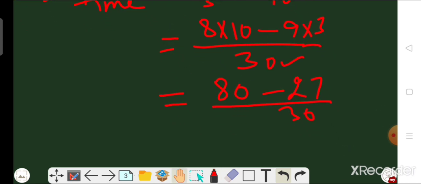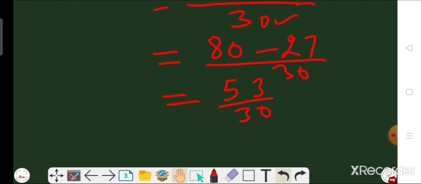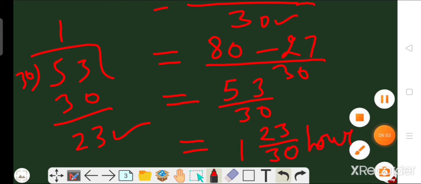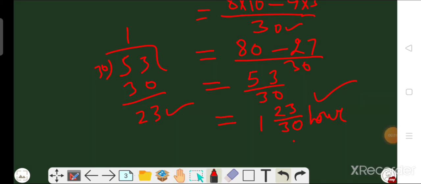And the value is equal to 53 by 30. So this is the time taken by Gautam to complete the remaining subject work. Okay. If you want to change this number into a mixed fraction, 53 divided by 30 gives 1 and 23 as remainder. So 1 and 23 by 30 hours. So this is the solution of your question number 14, beta.